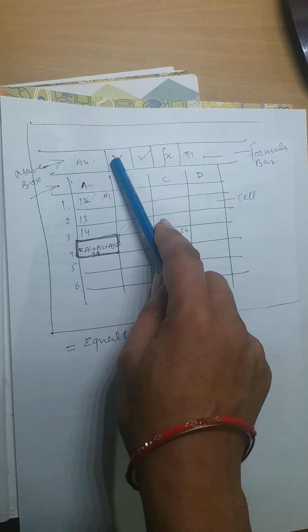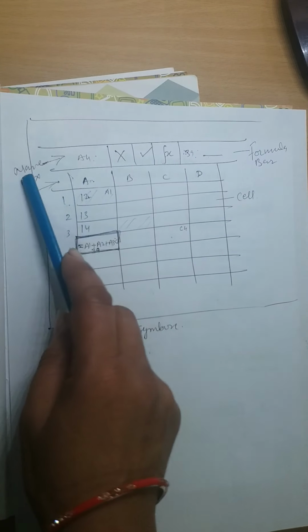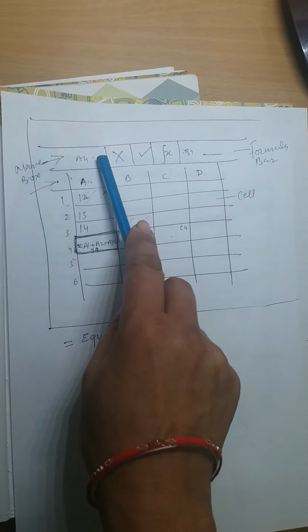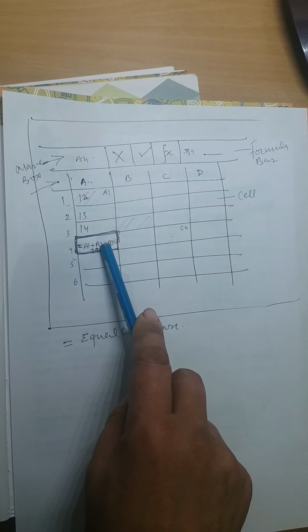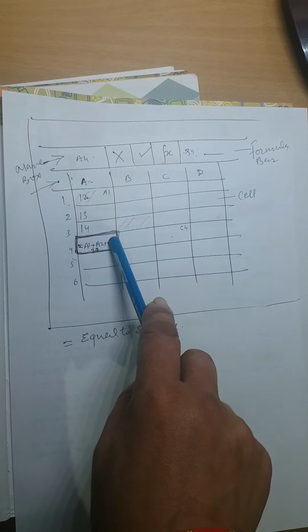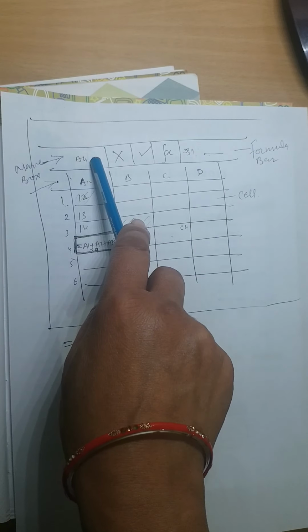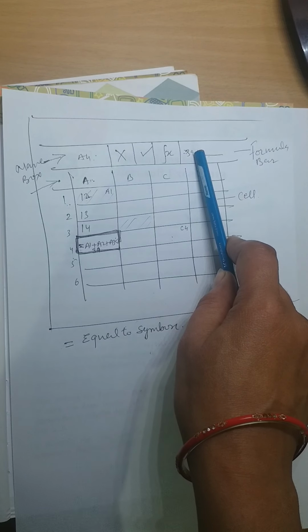Just above the column heading, this is the formula bar. Formula bar is divided into three parts. The leftmost part is known as name box, which shows the current cell address. Current cell address means where this rectangular pointer is present, that cell is considered as the current cell. Wherever the cell pointer is present, the cell address will be displayed in the name box. Then this is the button area. This one is considered the actual formula bar.